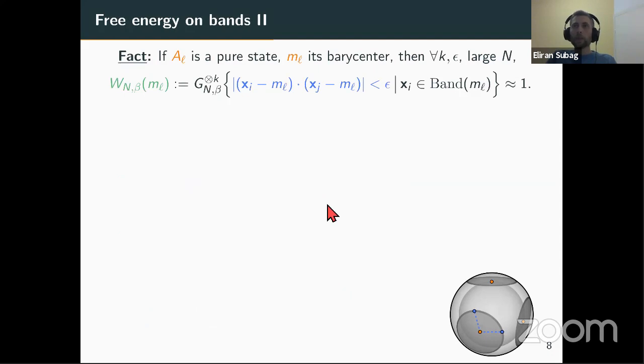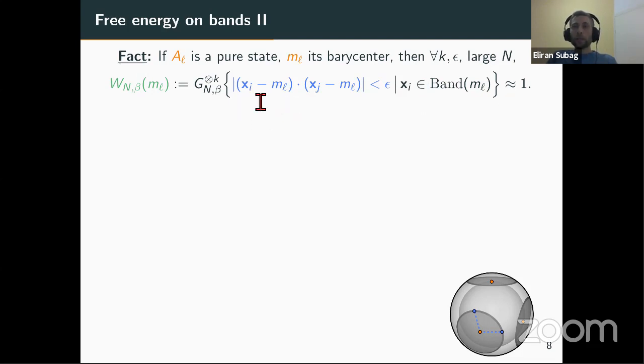So if you remember, for a pure state, if we sample two samples, the overlap is concentrated on a single value. And that will happen also if you sample many points, let's say 10 points, and the overlap between any pair will also be this value, because it's just a degenerate random variable. And if you think of what it means in terms of this band, you get the following. Here I'm looking at the Gibbs probability. I'm taking k samples under the Gibbs measure, conditional on them coming from the band.